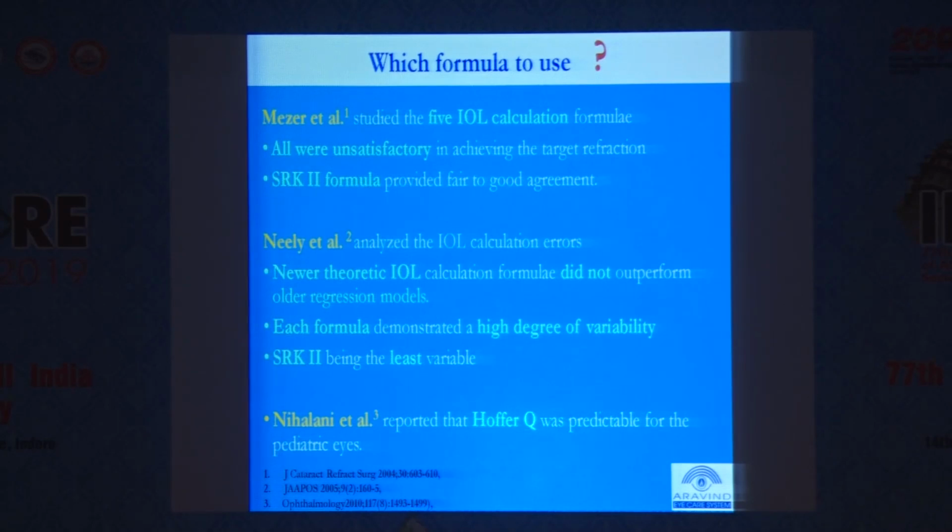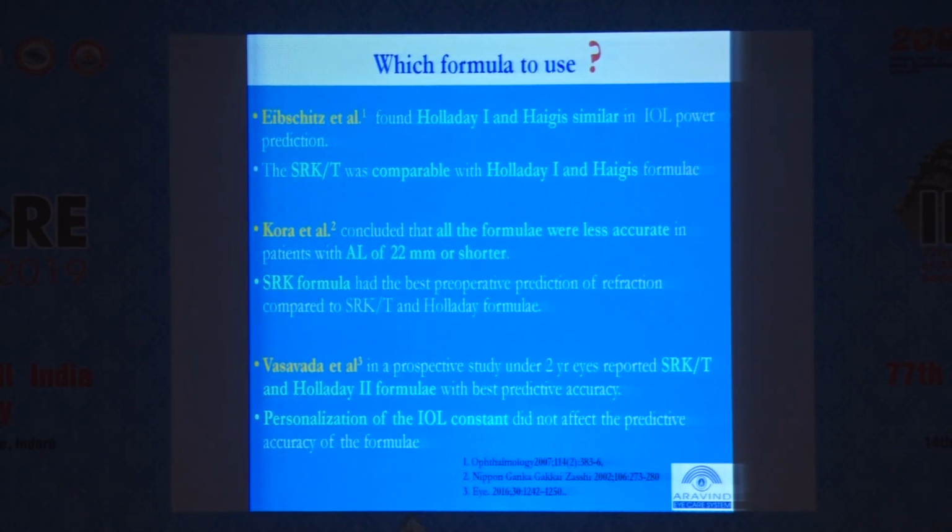Nihalani et al. reported that Hoffer Q was predictable in pediatric small eyes. Eppsheets et al. found Holladay 1 and Hagis to be similar in IOL power prediction, and SRK-T was comparable with Holladay 1 and Hagis. Kora et al. concluded that all the formulas were less accurate in axial lengths of 22 and less. The SRK formula had the best predictive error compared to the SRK-T and Holladay formulas.